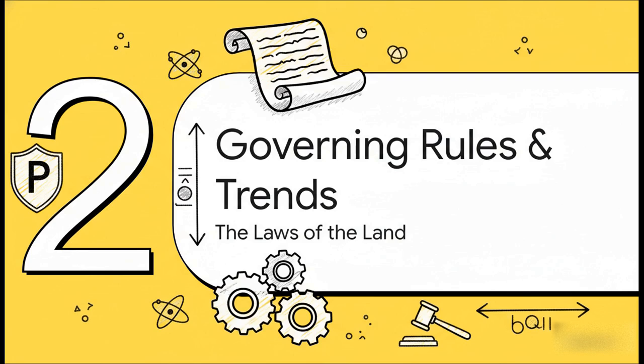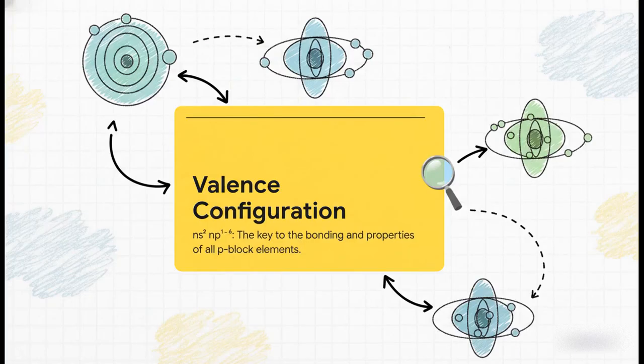Okay, so to make sense of all this diversity, we need to understand the underlying rules. Think of these as the fundamental laws of the land that govern how every single element in the P block behaves. And you know what? It all comes down to this one little line of text right here. Their electronic configuration. P block elements are defined by the filling of their outermost p orbitals, starting with just one electron in group 13 and going all the way to a full, stable set of 6 in the noble gases. This ns² np¹⁻⁶ structure is the fundamental blueprint, the DNA, really, for their entire chemical identity.